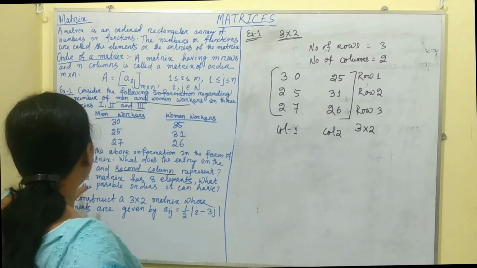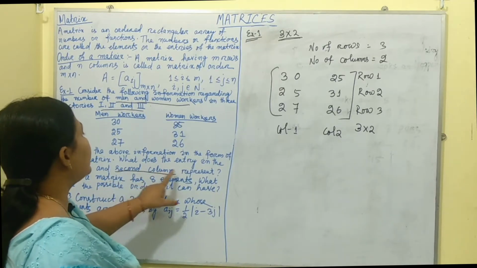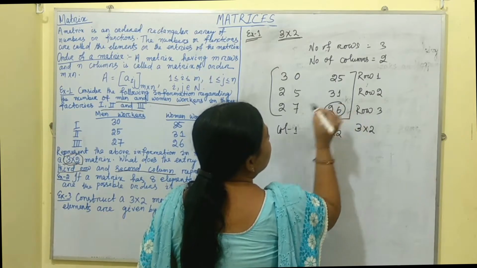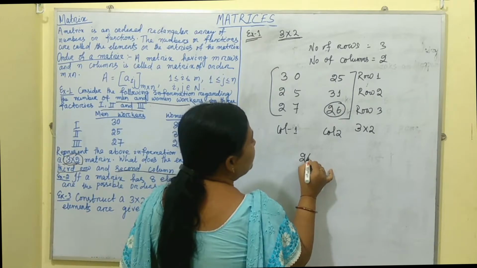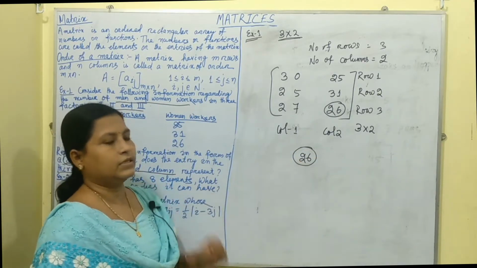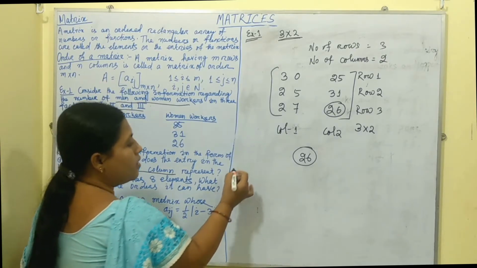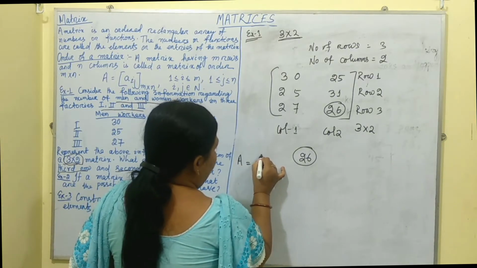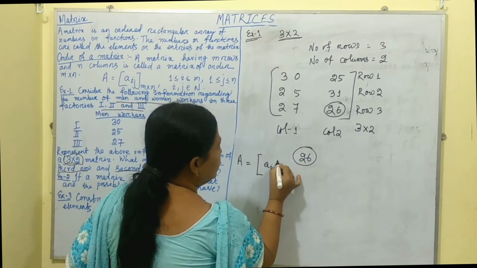Okay. Next, what does the entry in the third row and second column represent? So third row, second column, the value is 26. So the third row, second column is 26. Now come to the general form of the element. A is the matrix name and the element form is Aij.